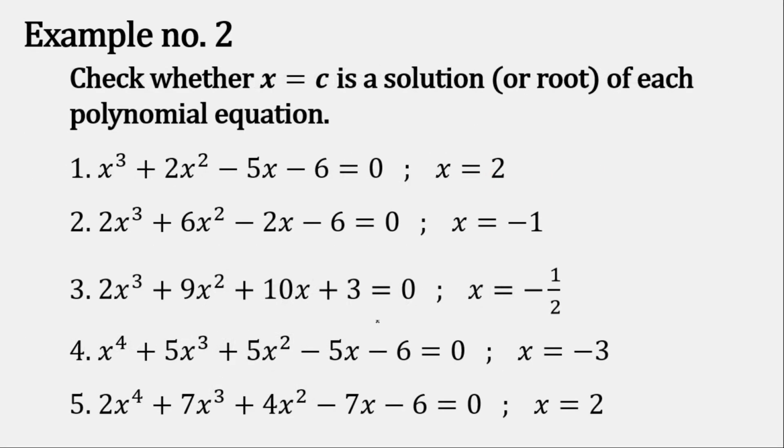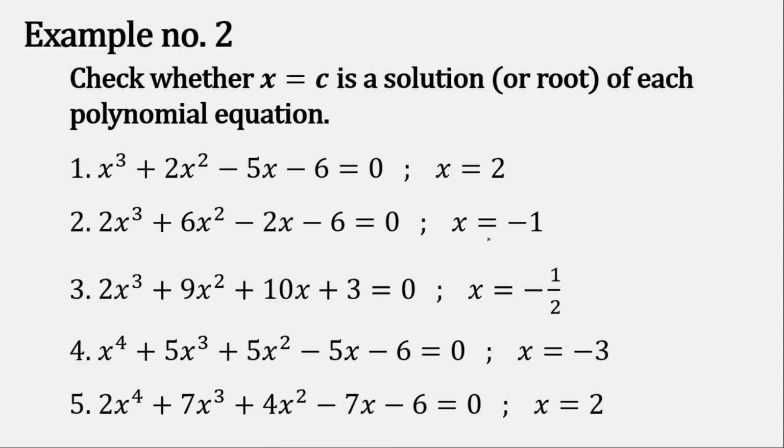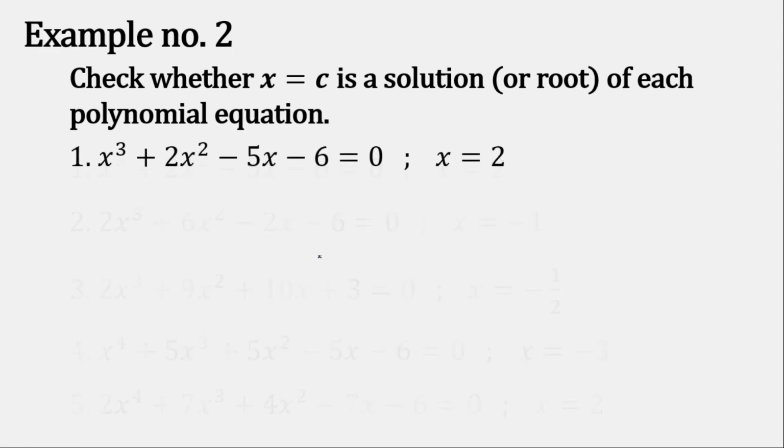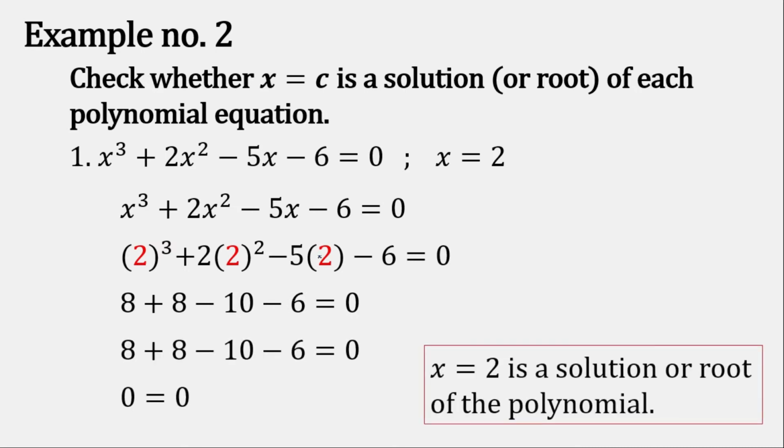Now let's check if these possible roots are real roots of this polynomial equation. We're going to check if each is a possible root or not. So how do we do that? All we need to do is substitute the values of x. And if it gives us 0, then this is a factor, or this is a root, so x equal to this value could be a solution for this polynomial equation.